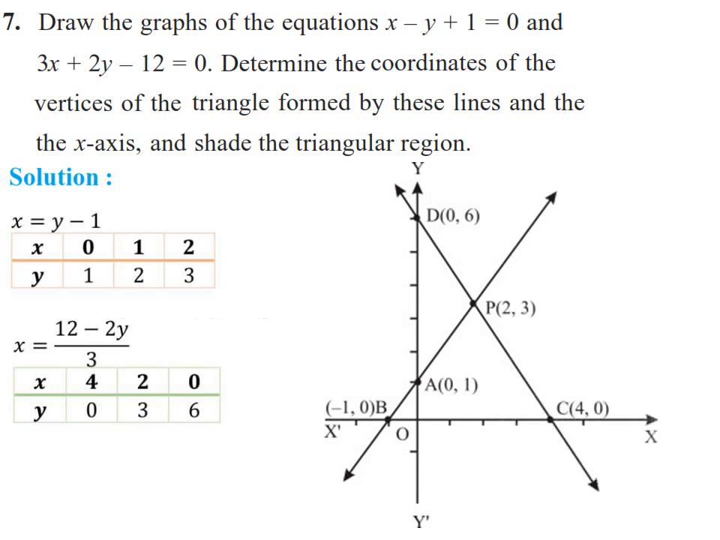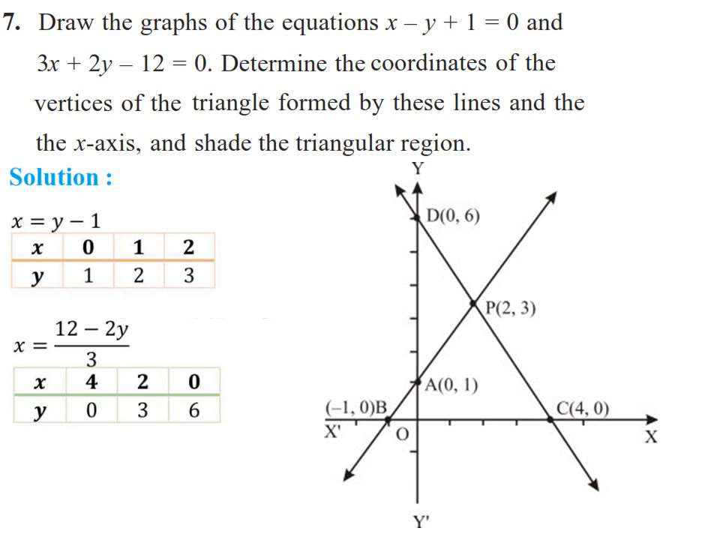Now, you have seen the lines are intersecting at point P, and we have to see the two points where the lines intersect the x-axis, which are B and C. So my required triangle is triangle PBC. You have seen that PBC is my required triangle made by the two lines and the x-axis. So PBC is my required triangle.